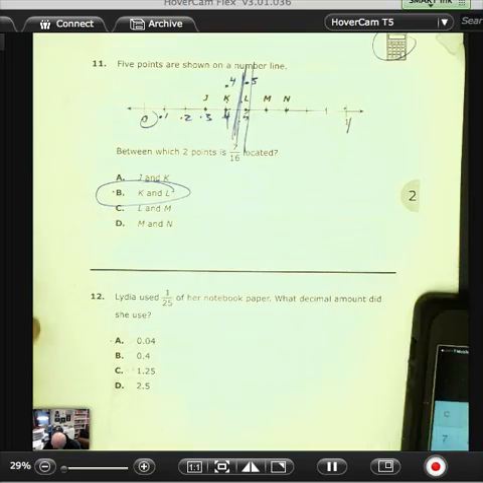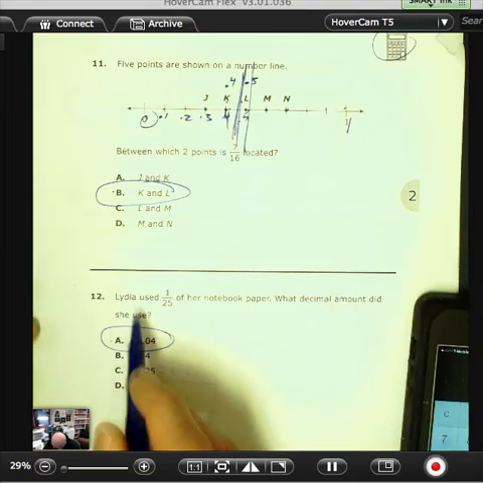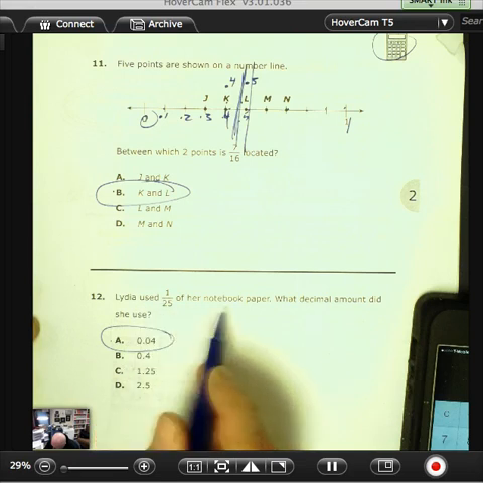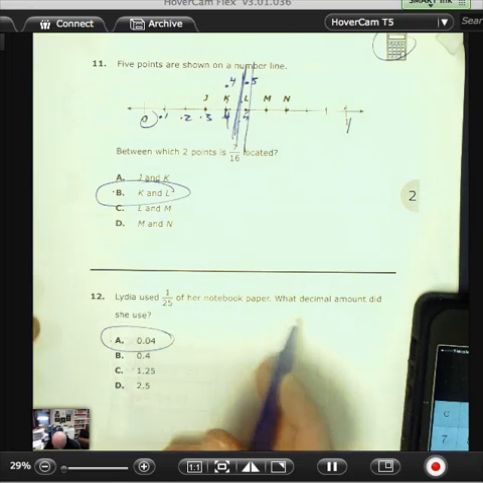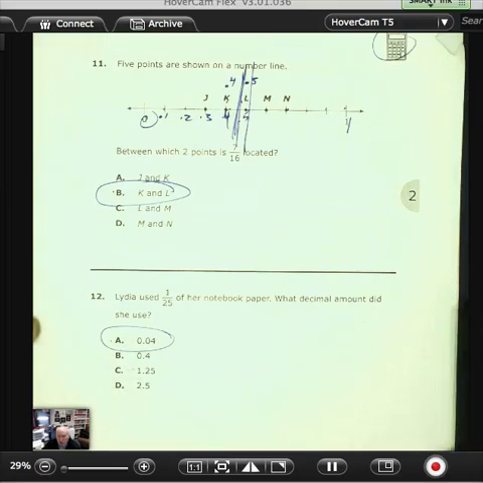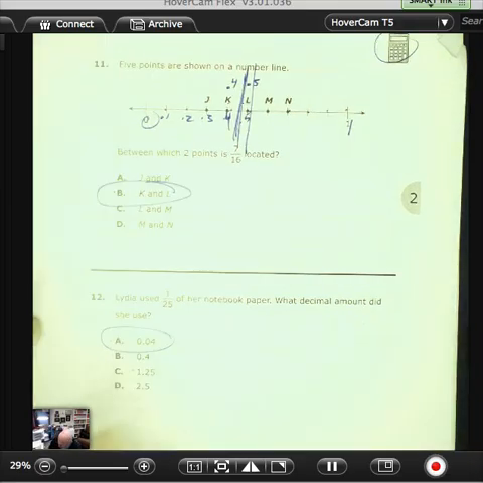Let me just double check and make sure that I read my question right. She used 1/25th of her notebook paper. What decimal amount did she use? And that's all she wrote. Okay, next problem.